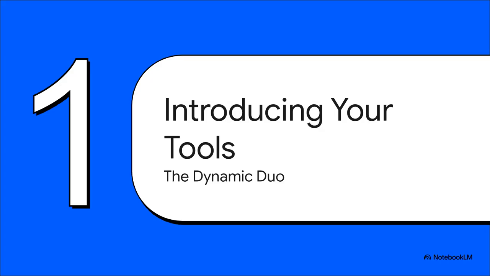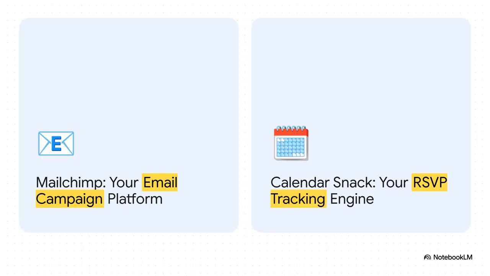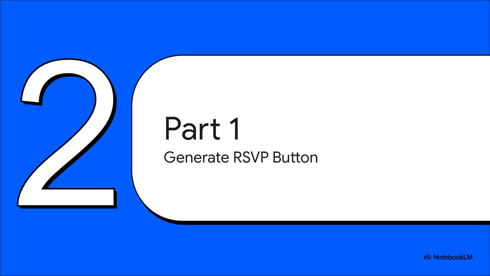All right, so the solution here is what I like to call a dynamic duo. It's two amazing tools that, when they work together, pretty much solve our attendance problem. On one side, you've got Mailchimp, which you probably already know and love for sending out your email campaigns. And on the other, you have Calendar Snack, which is basically a super smart, automated RSVP engine. Now, when you connect these two, you create this seamless, totally trackable registration process that happens right inside the email. It's brilliant. So, how do we actually connect them?